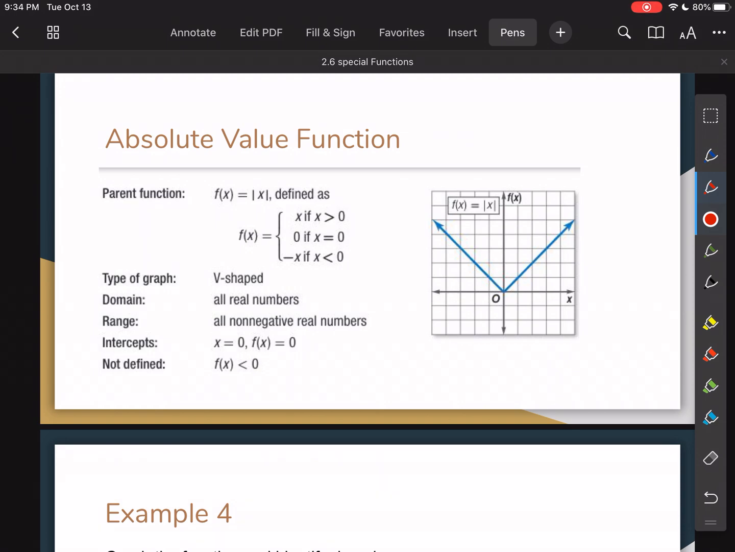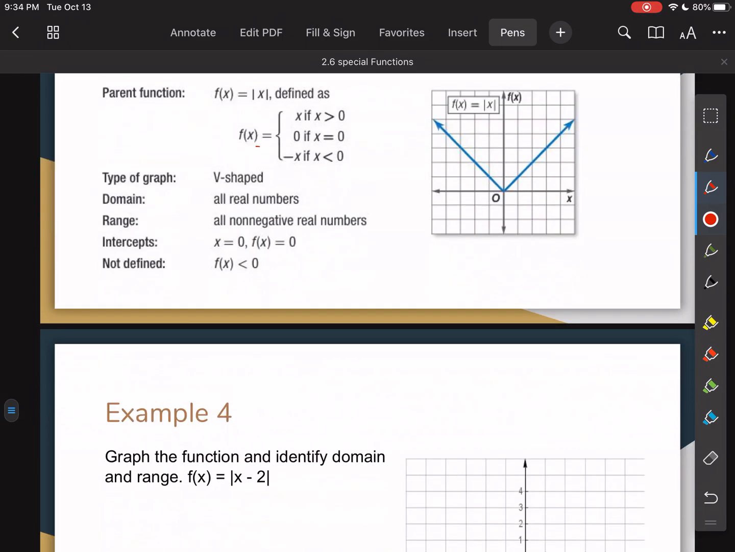For the parent function, the function is only defined above 0. So, from 0 and above, I should say. If we had a negative out in front, that whole thing would flip. Okay, so we're looking for these V shapes, and we'll learn about some transformations with these.